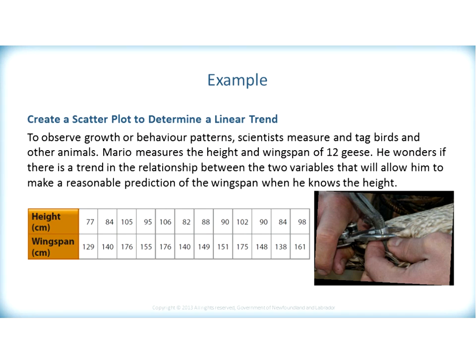So we're going to start with an example here. To observe growth or behavior patterns, scientists measure and tag birds and other animals. Mario measures the height and wingspan of 12 geese. He wonders if there is a trend in the relationship between the two variables that will allow him to make a reasonable prediction of the wingspan when he knows the height. So we have a table here that shows the height and corresponding wingspan of 12 geese.